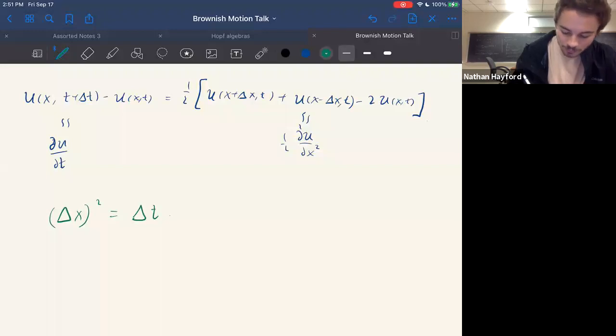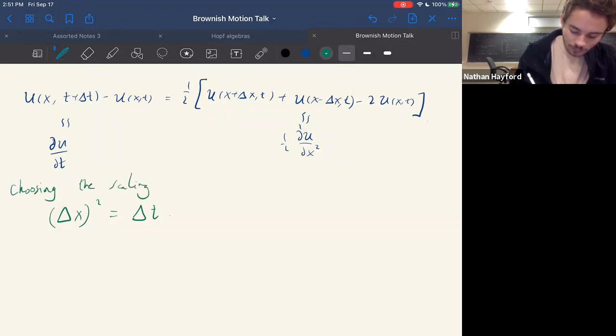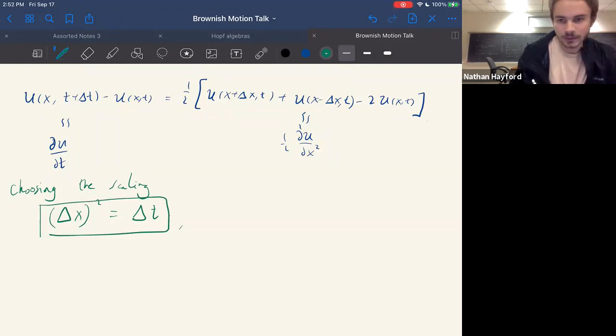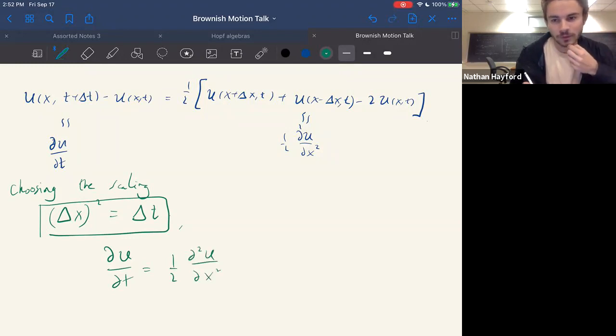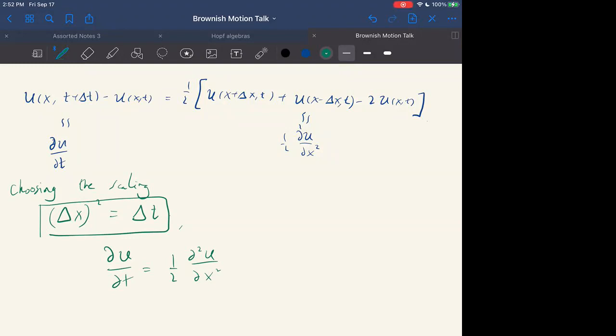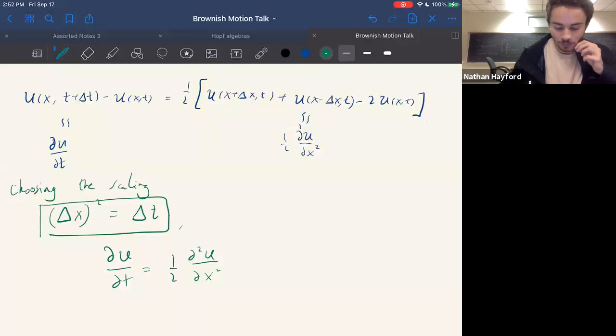So if I pick this scaling, the function u of x and t actually has a nice well-defined limit. And what is it? It's du dt is equal to 1/2 d squared u dx squared. And I think Dima already told us what it is, but does anyone recognize the equation besides Dima? He said it was the heat equation. That's the heat equation.